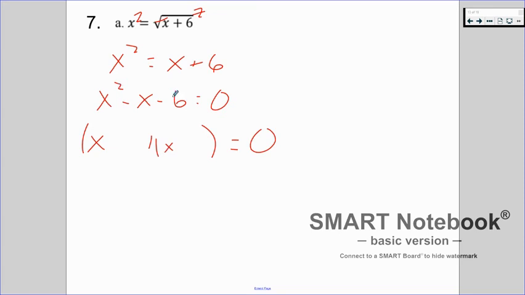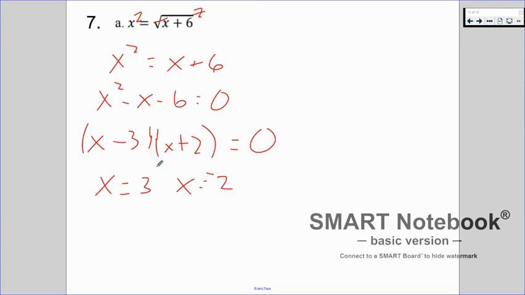Multiply to negative 6. And then when I do my outside and inside, I should get a minus 1x. So I think a minus 3 there and a plus 2 there is going to work. So there's one of my factors, and there's my other factor. We've been doing that for a long time, so I'm just going to go ahead. x equals 3, x equals negative 2.